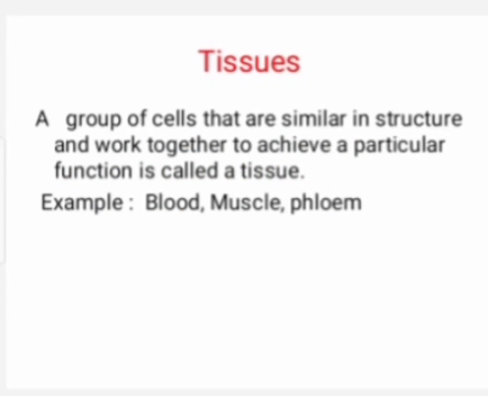So, a group of cells that are similar in structure and work together to achieve a particular function is called a tissue. Example, blood, muscles, phloem, these are all examples for tissues.